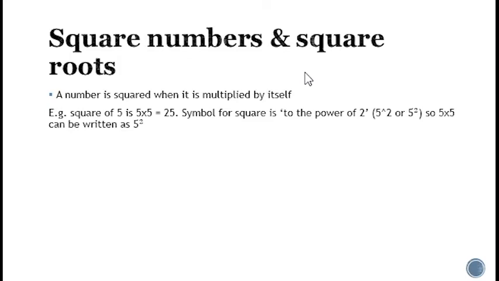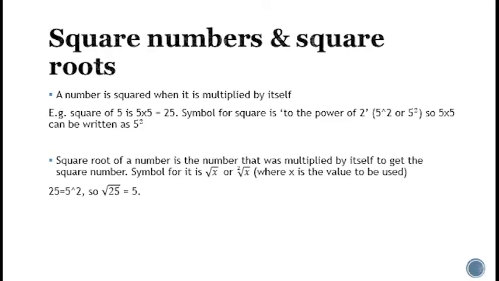Symbol for square is to the power of 2, or we say raised to 2. So 5 times 5 can be written as 5 raised to 2. So in general, 5 times 5 is 5 to the power of 2 equals 25.